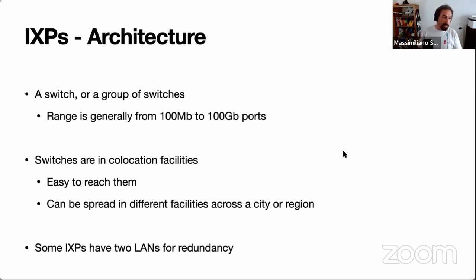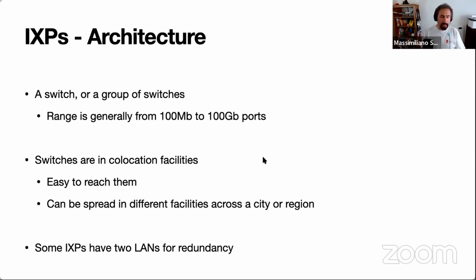So normally exchanges set up different POPs in the same city or across a region, so it's easier for you to reach them. But also, in some cases, they have two networks for redundancy or more, or in some cases, different networks with different MTUs, one with the usual 1500, one with a jumbo. So it differs from country to country, exchange to exchange.